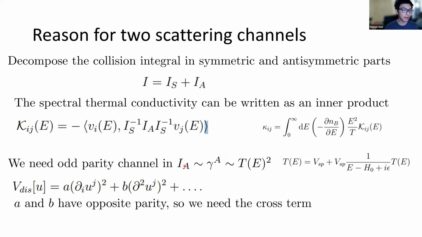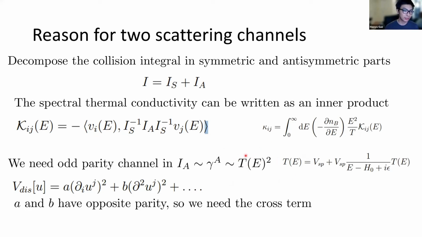So then we can look at how this I_A term comes about. It's roughly proportional to gamma A. Then gamma A is more or less proportional to T squared, where T is the T matrix in the Lippmann-Schwinger equation when you're solving the scattering problem of a single phonon.